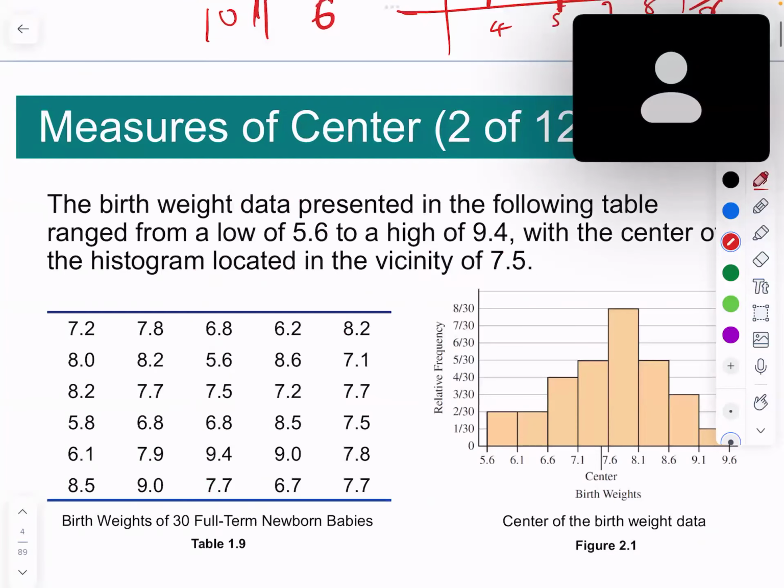Now, let's have a table here. The birth weight data presented in the following table range from a low value of 5.6 lb to 9.4.